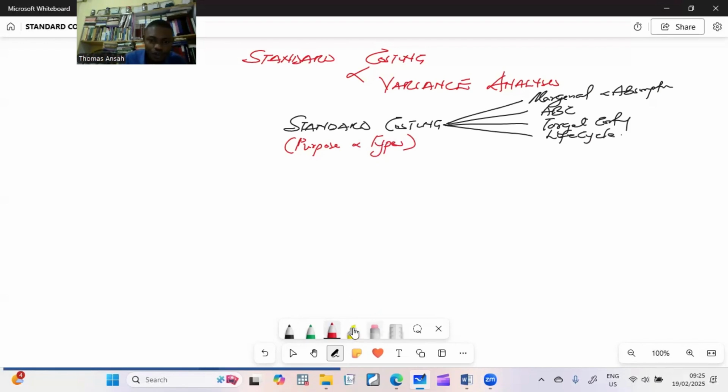Now, from there, we will learn how to compute a standard cost. After explaining standard costs, we will do the computation of standard cost, where we will revise a little bit of marginal and absorption costing. So, standard cost computation.